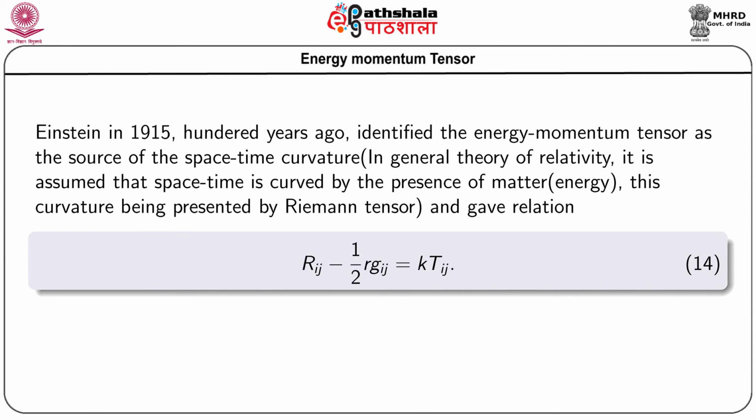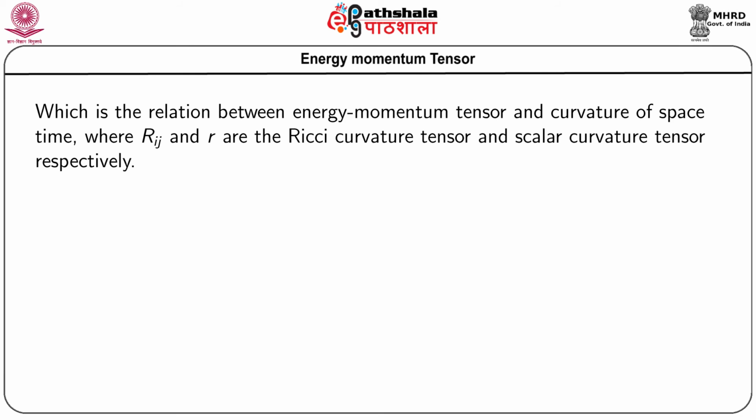Rij minus half R gij equals k Tij, where small r is the scalar curvature of the space, Rij is the Ricci curvature tensor, and gij, we know, is the metric tensor. So this is the relation between the energy momentum tensor and the curvature of space time, and I have just told what Rij and R are.